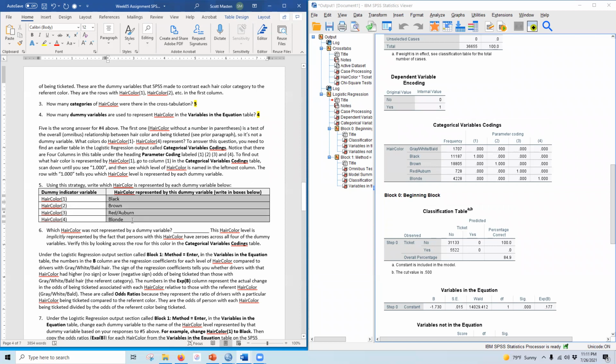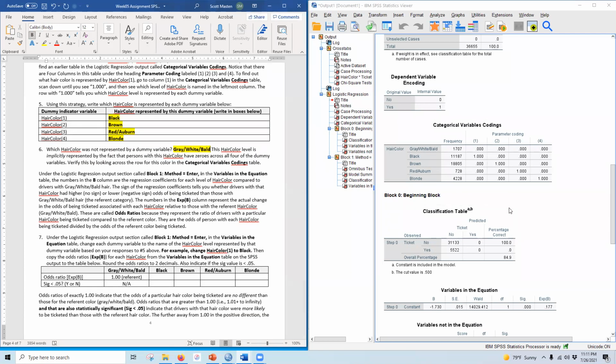All right. Those are the levels that are represented by the 4 dummy variables. So which hair color is not represented by a dummy variable? Well, it's going to be the one that is zeros across all the dummy variables, and we did first, right? So it is gray, white, bald. So the answer here is gray/white/bald. That is our referent. All the others are compared to folks who have gray, white, and bald hair. All right.